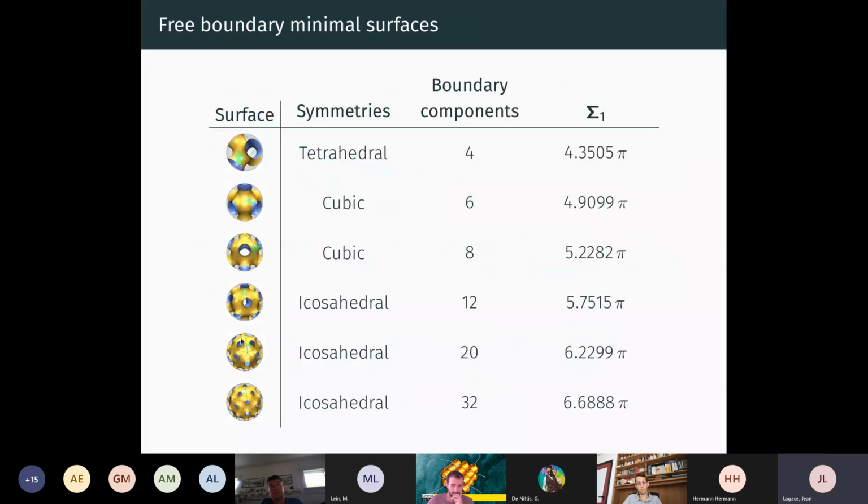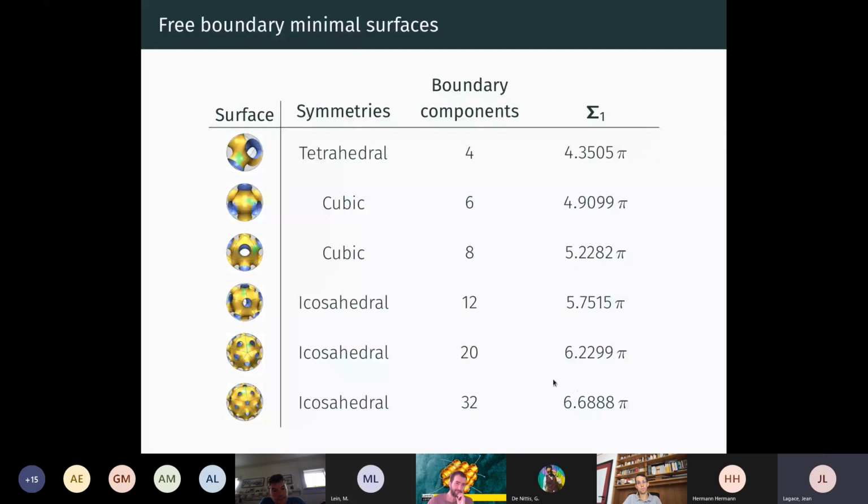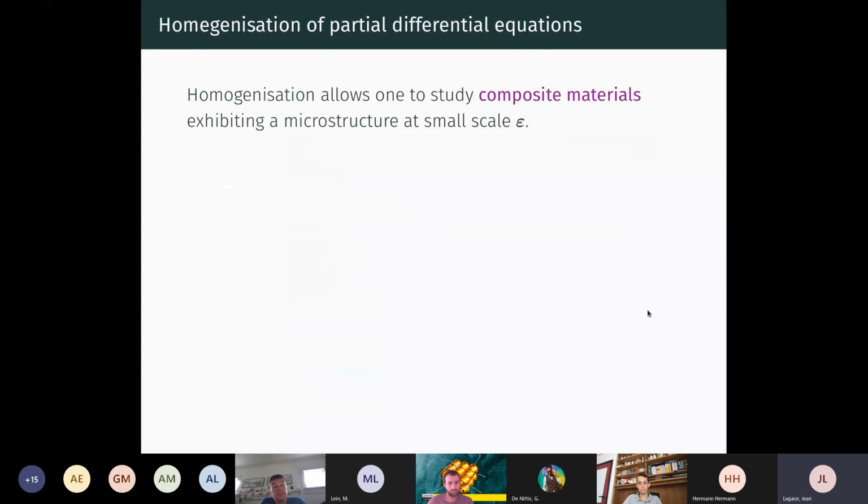Now, if we look at the examples we had here, we already were above 4 pi, but still quite far away from 8 pi. And in order to push all the way to 8 pi, we need to talk about homogenization. Now, homogenization theory is a branch of applied mathematics. Some might even say industrial mathematics, where one studies composite materials that have a different microstructure at a small scale epsilon.